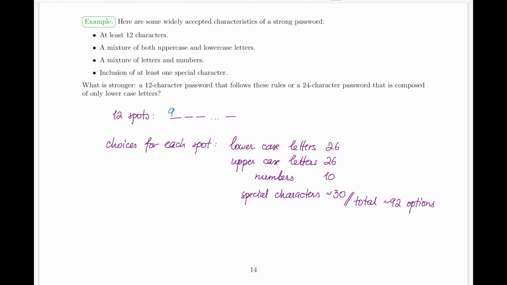So for each spot, I have a choice of 92 different characters, which means that altogether, I have 92 to the power of 12. What about a password that has 24 characters, but all of them are lowercase letters? So 24 spots, and all of them are lowercase letters. So I have options that are just lowercase letters, 26, 26, 26, and so on.